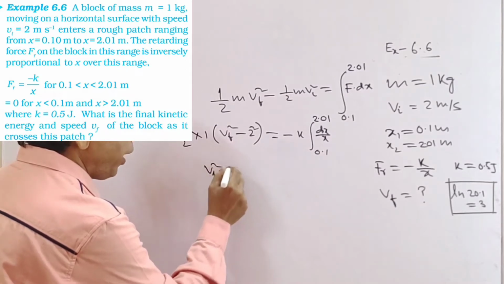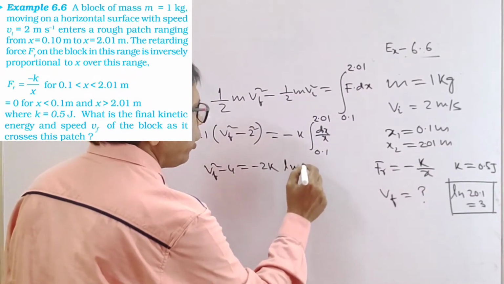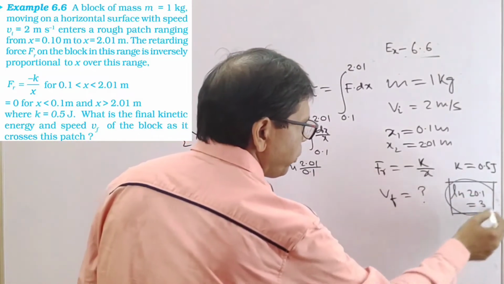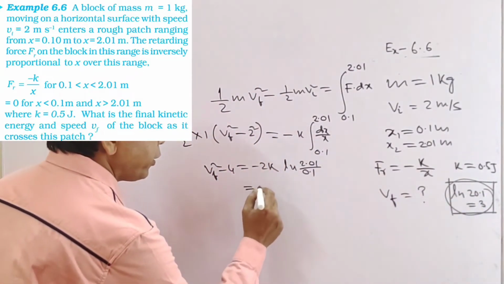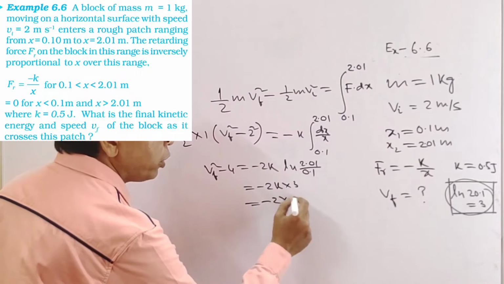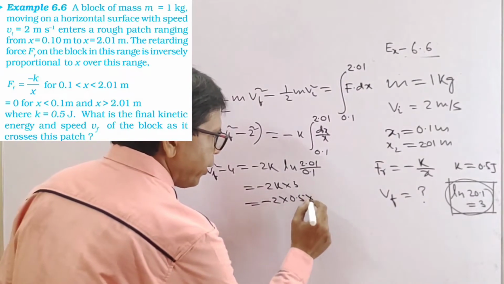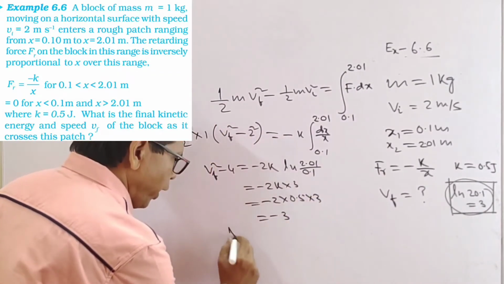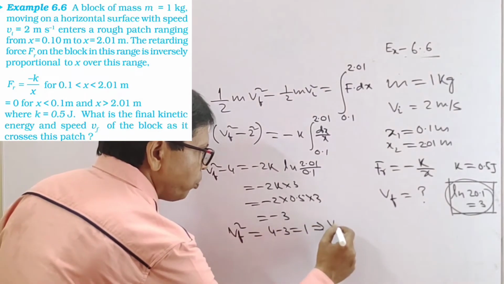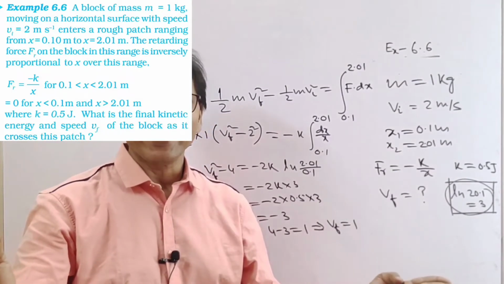Here vf square minus 4 equals minus 2k into ln of 2.01 by 0.1. Now ln 20.1 is about 3. So this is minus 2 into k into 3. Here k is 0.5. So this is minus 3. So vf square is 4 minus 3, which is 1. Therefore vf equals 1. So the final velocity becomes 1 meter per second.